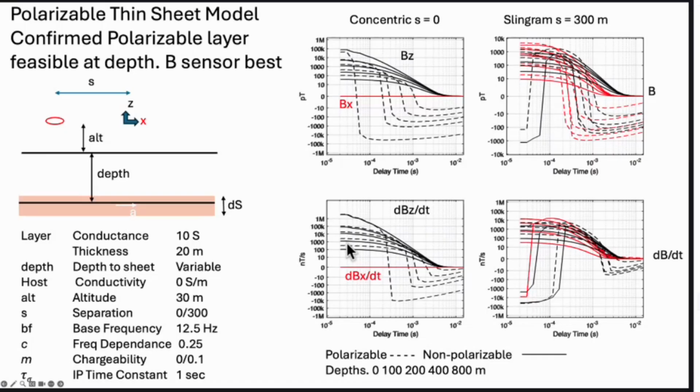There's no X component at the center of the loop, so you see nothing. If you go to sling-ram geometry and look at the B fields, the X component is in red and the Z component in black. Solid is non-polarizable, dashed is polarizable, and with a sling-ram geometry, you could easily see deep targets in the X component better than the Z. So all of that made sense.